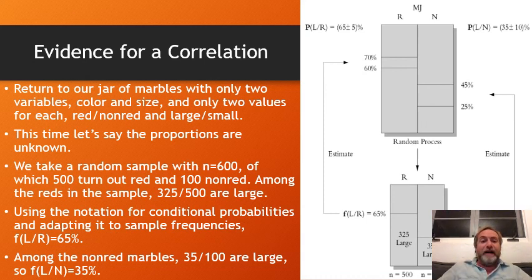So in that sample, 500 turn out to be red, 100 turn out to be non-red, and among the reds in the sample, 325 out of 500 are large. So using the notation for conditional probabilities and adapting it to sample frequencies, we've got the frequency of large conditional on being red is 65%. And then the frequency of being large conditional on being non-red will be 35%.